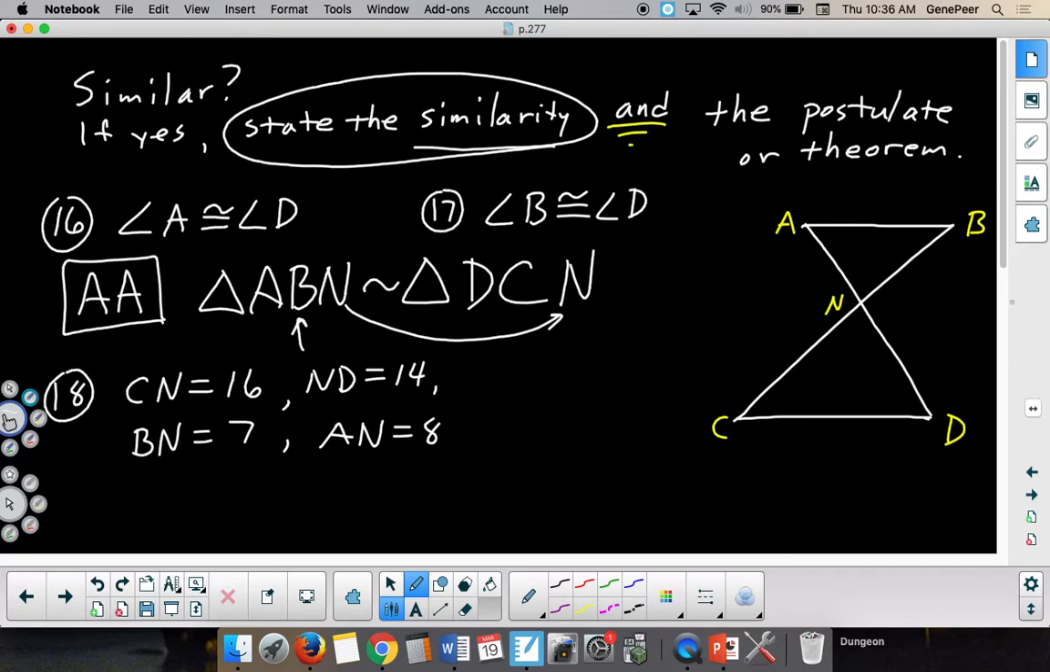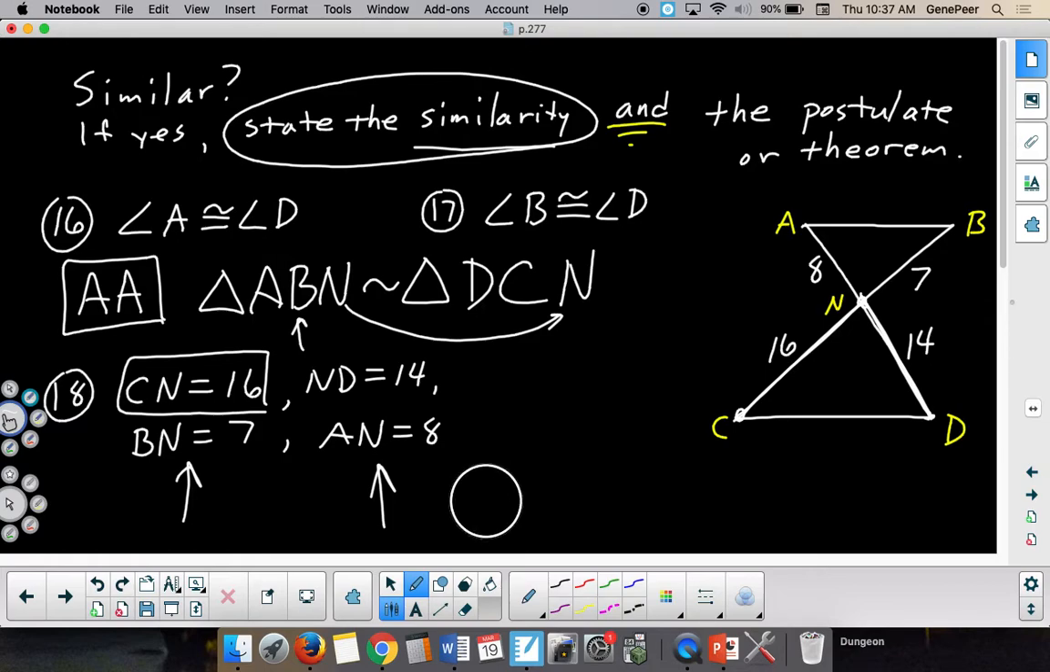For number 18, we're told that CN is 16. CN has a length of 16 from here to here. The distance is 16 units. That's what this means. We're told that ND is 14. ND here is 14. The distance from here to here, if I put a ruler on there and measured it, will be 14 units. We're told that BN is 7. BN is 7. We're told that AN is 8. AN is 8. So now the question is, are these guys similar or not?